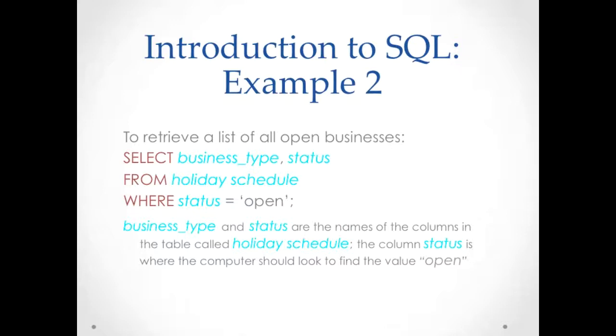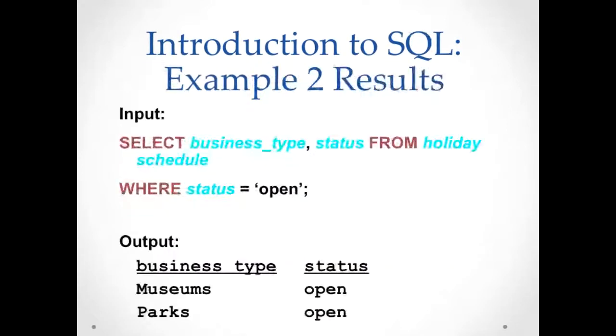So to retrieve a list of all open businesses, we might select the business type and the status, so both columns, from the holiday schedule table where status equals open. So you got a projection of your two columns in the select statement, and then the restriction where status equals open is in the where statement. If we ran that query on that old table back there, that's what we would get.